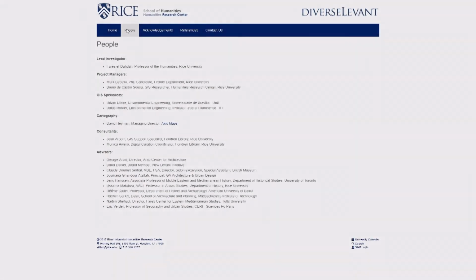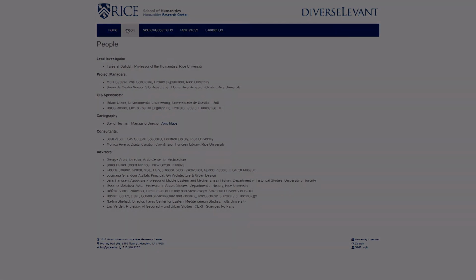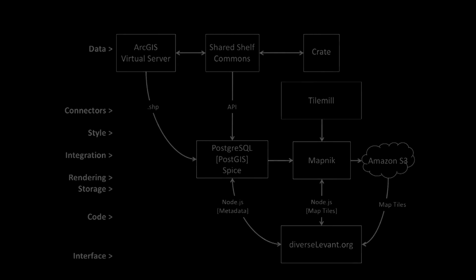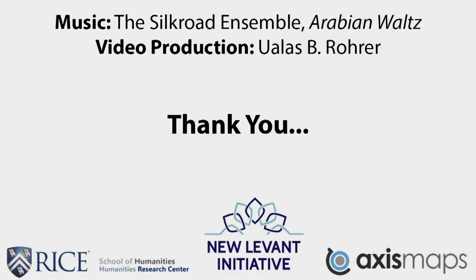So none of this would have been possible without the support of the New Levant initiative and a team of GIS specialists and cartographers. And if anyone is interested in finding out what it takes to put all this together, this is the geostack you will need to build. It includes an open access digital library of images, a geographic information system, an open source relational database, and a content delivery web service. Thank you very much.